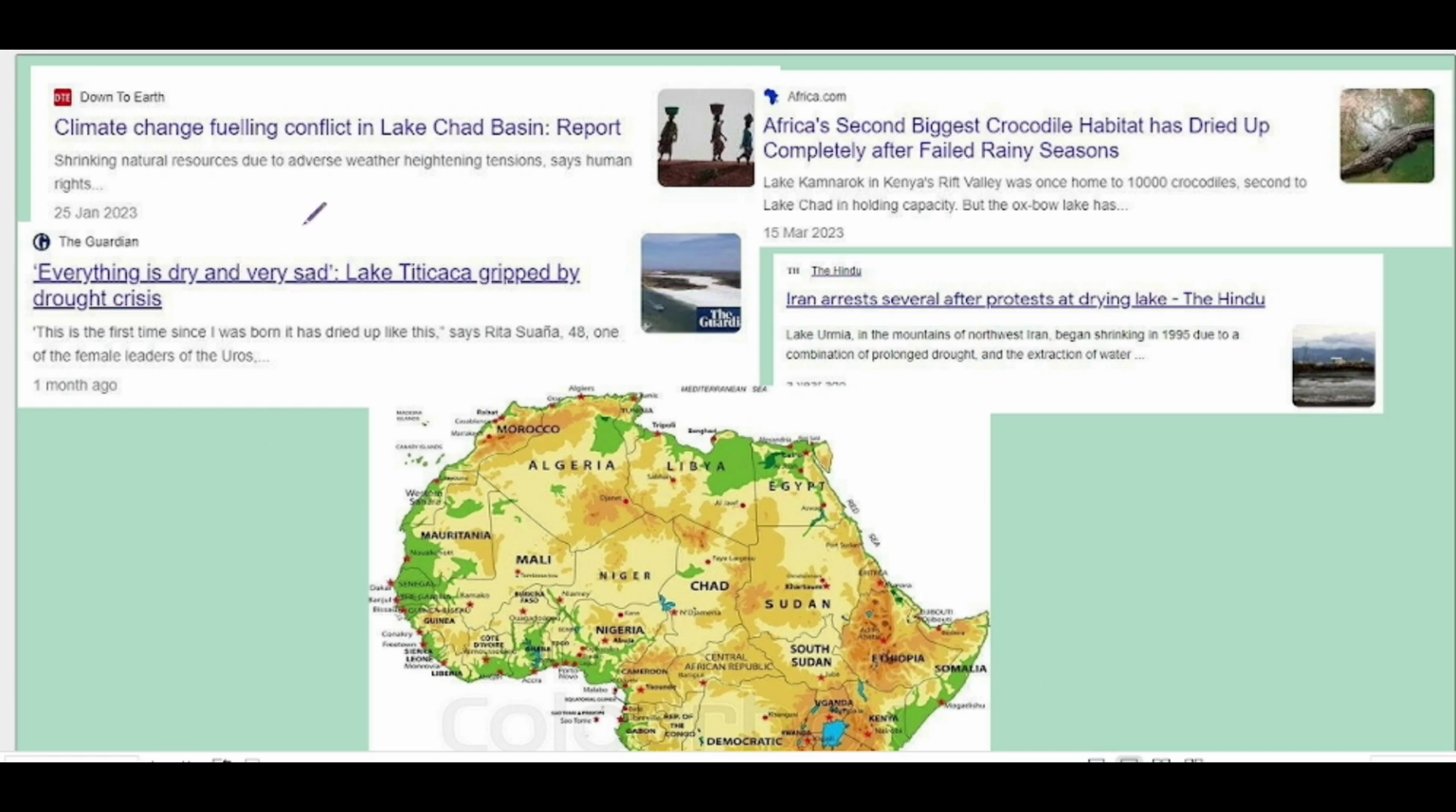Recently you can see the news about Lake Chad, which is drying up very fast, and Africa's biggest crocodile habitat, located in Kenya, which is also facing climatic threats and shrinking very fast. And then there is a lake in Iran called Lake Urmia, which has been shrinking since 1995 due to a combination of prolonged drought and over-exploitation of water. People are protesting about it, and the government is cracking down heavily on those protests, right? Again, Lake Titicaca in South America is also facing drought-like conditions.